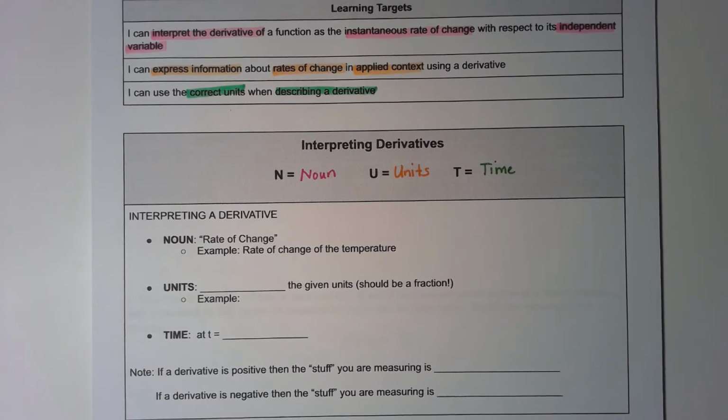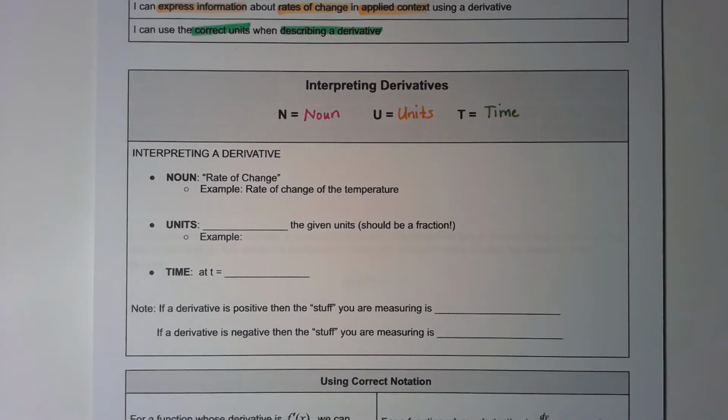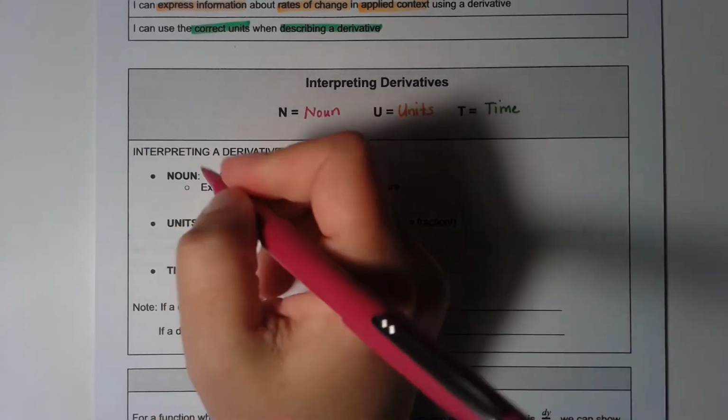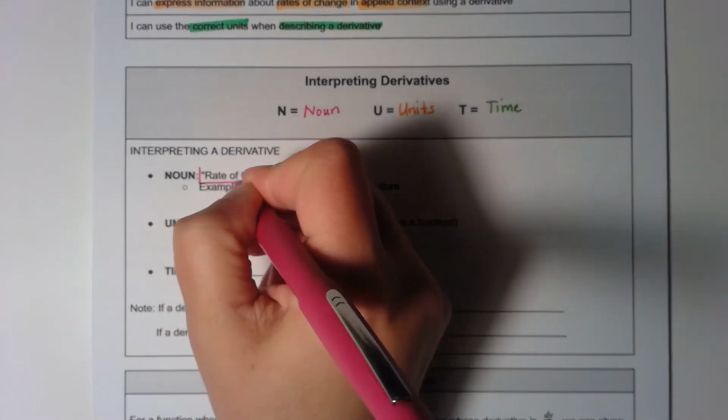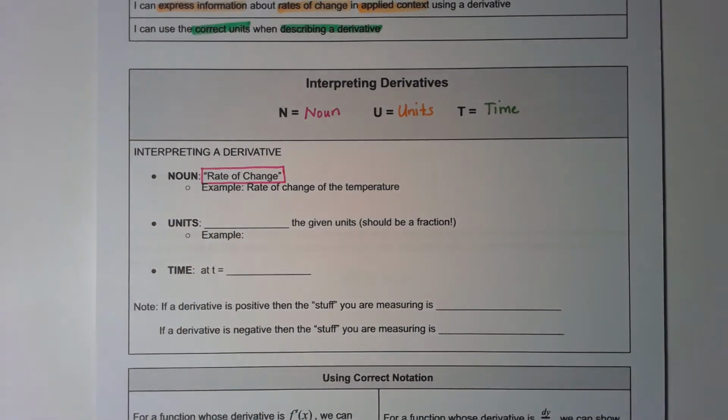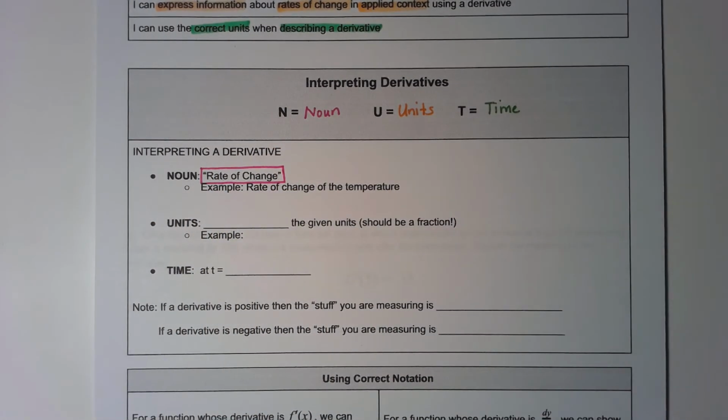Now, whenever you're interpreting a derivative, because you're finding a slope, you're always going to interpret it as the rate of change. So you should be looking for or using the words rate of change in your answer. So, for example, you might say if your function is giving you the temperature of an object, that the derivative is telling you the rate of change of the temperature of that object.